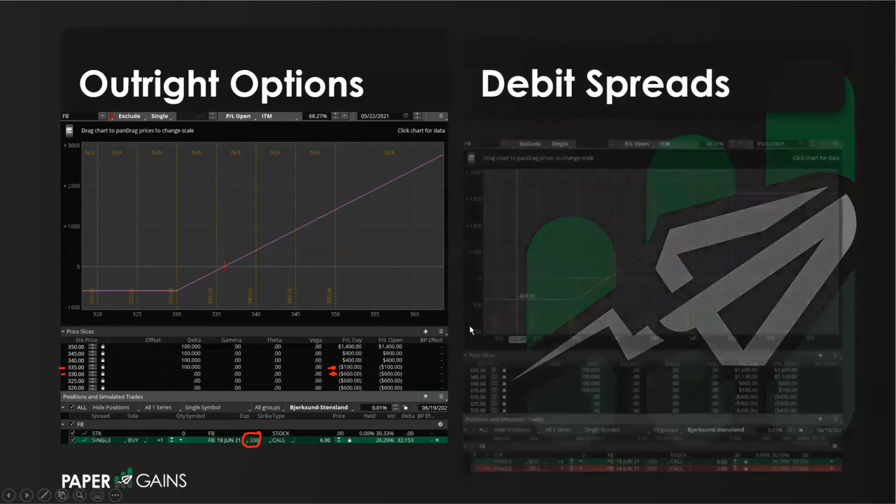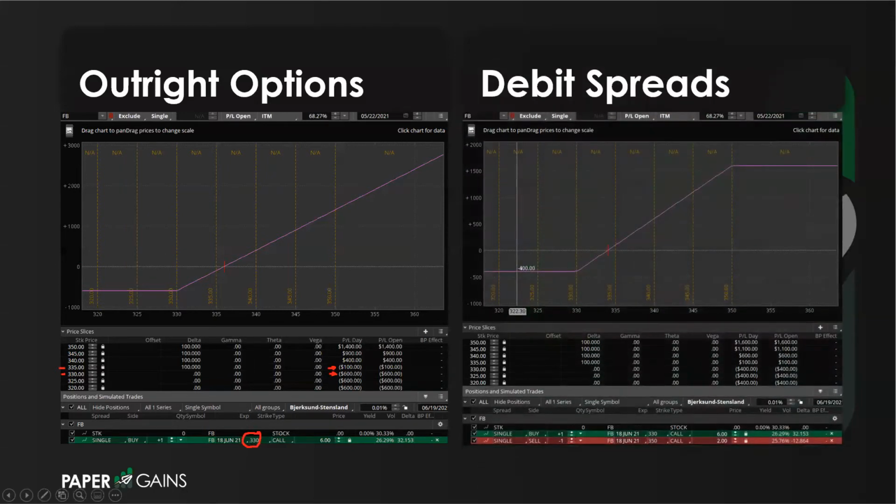Let's move forward. So debit spreads, right? Here's what we did. So we took the same strike at 330, and then we decided to sell a $350 call against it. So it's two separate options. When you bought the 330, you paid $600 for it. But when you sell the 350, you actually collect $200.